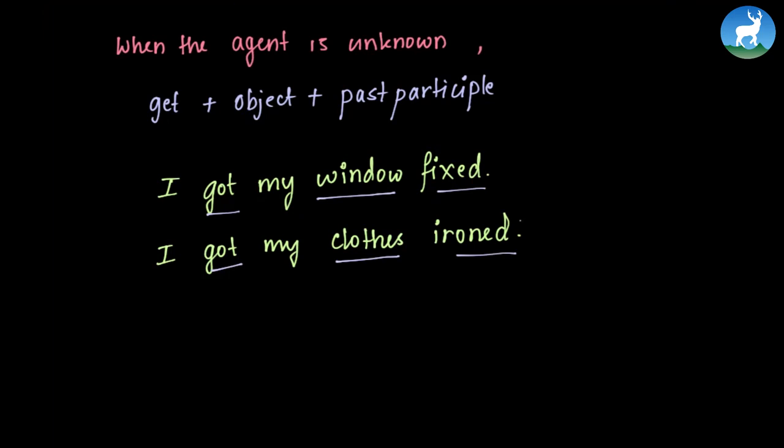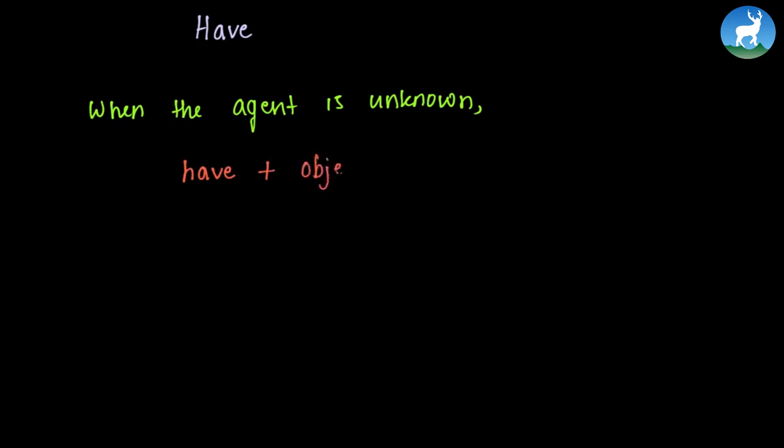Now let's move towards another causative verb, that's have. Get and have are very similar while we construct the basic sentence structure. When the agent is unknown and we are using have, the sentence structure is exactly the same as that of get. That means we write have plus object plus the past participle form.